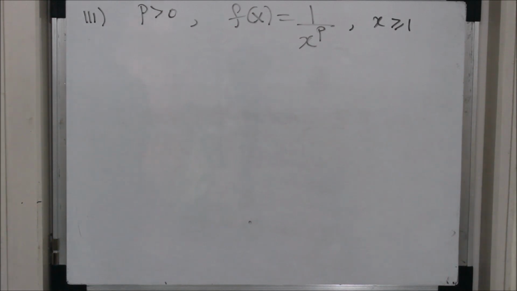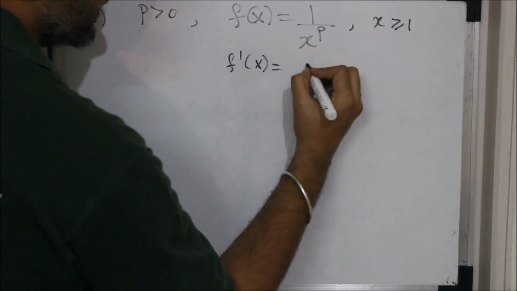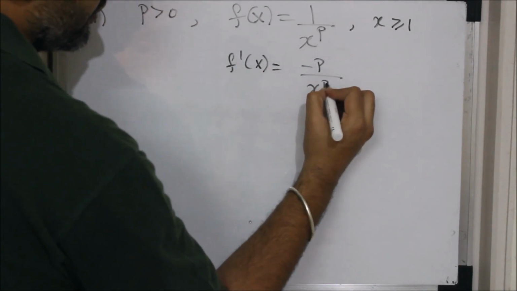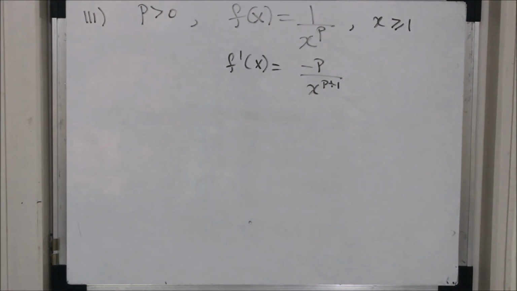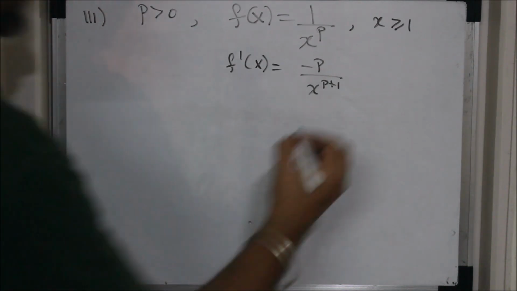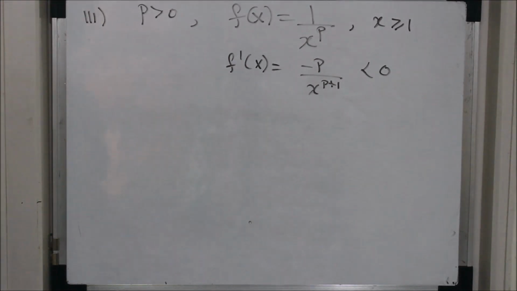My function is a continuous function because 1 is continuous, and x raised to p is continuous. It's a decreasing function because the derivative is negative. What is the derivative of this function? F dash of x is nothing but minus p upon x raised to p plus 1. Since p is positive and x is positive, the derivative is negative. Therefore my function is a decreasing function, and it's a positive function because the ratio of two positive numbers is positive.